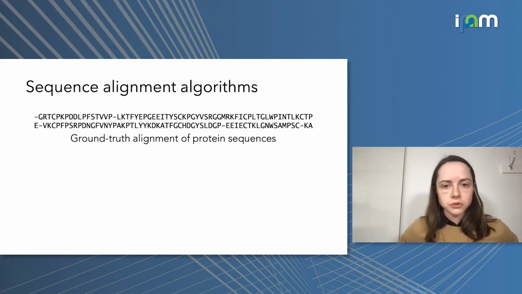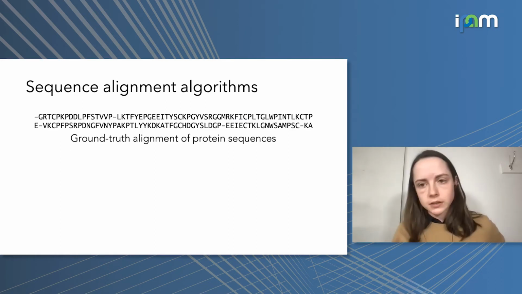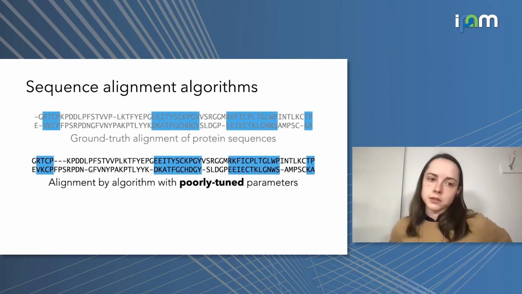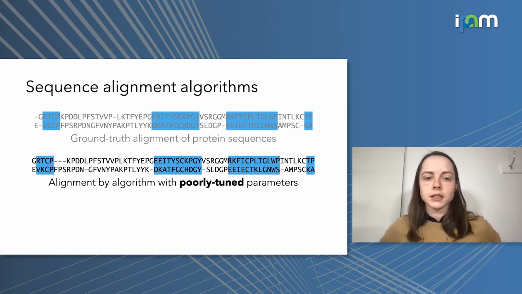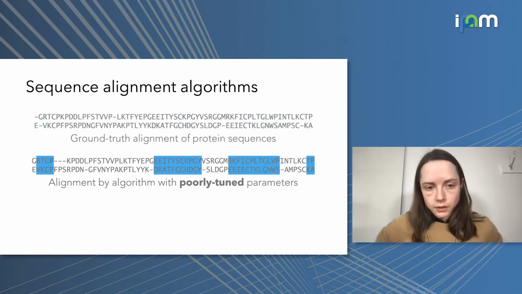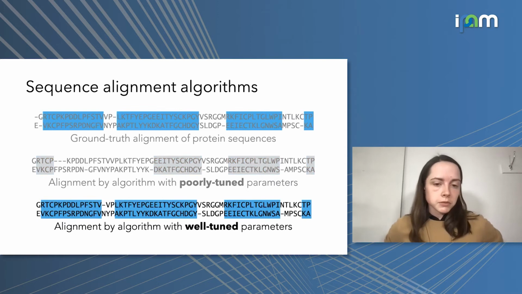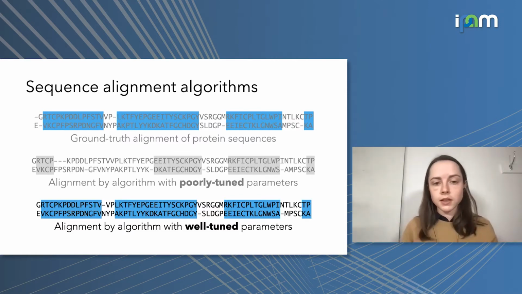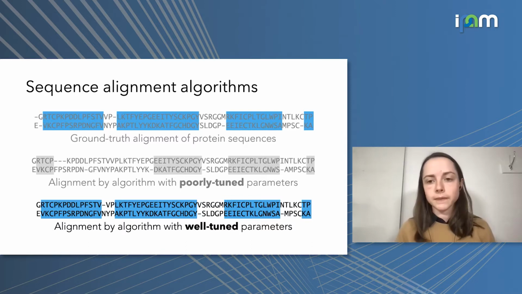So here's a ground truth alignment of a pair of protein sequences. And here's an alignment returned by an algorithm with poorly tuned parameters. So the blue regions here indicate where the algorithm's output matches up with the ground truth alignment. Meanwhile, here's an alignment returned by an algorithm with well-tuned parameters. So you can see that this algorithm is able to recover much more of the alignment than the algorithm with the poorly tuned parameters.